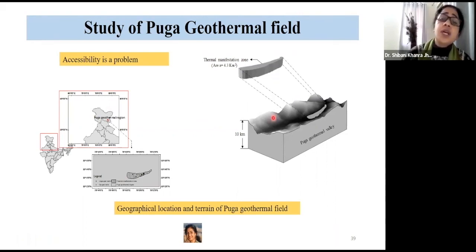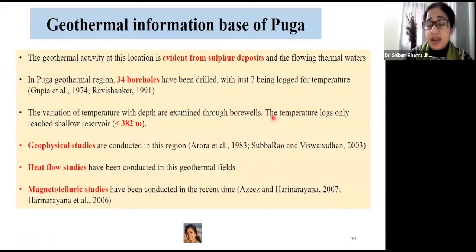What is a thermal manifestation zone? A thermal manifestation zone is basically where surface activities are widely observed in a particular geothermal field, which also indicates the potential of this geothermal field of Puga. So we have taken that into account.